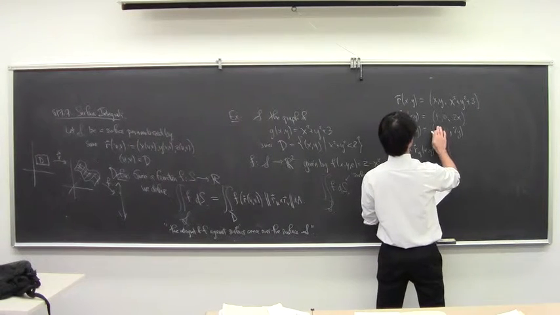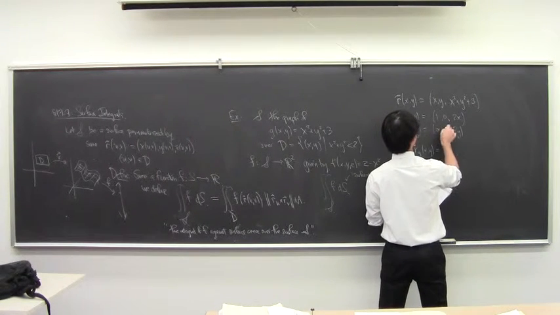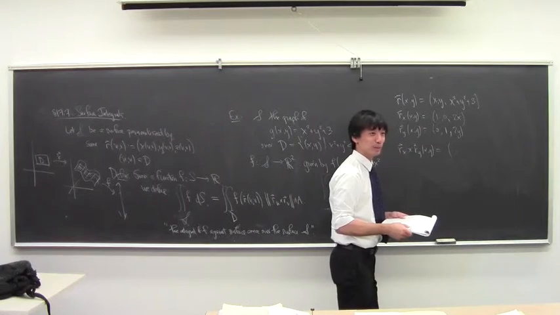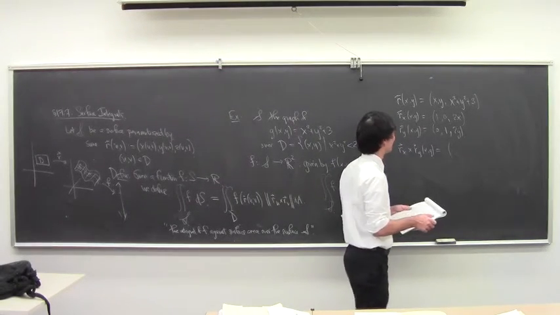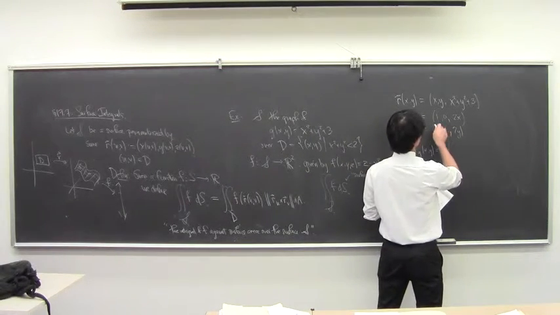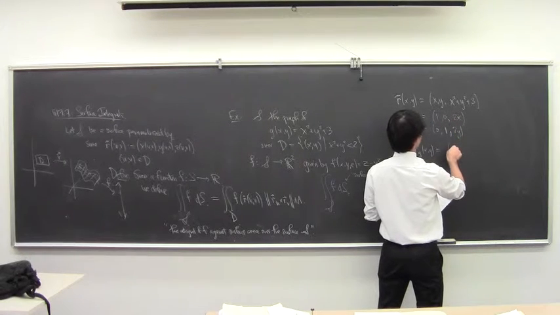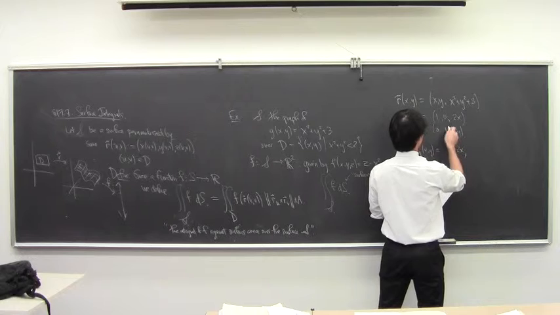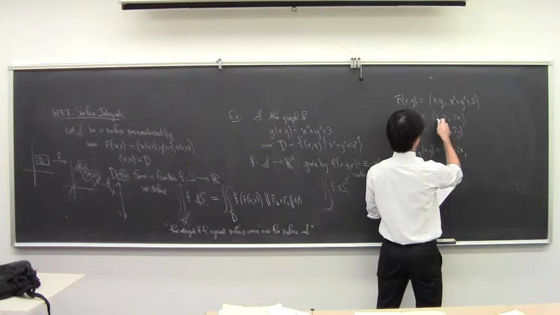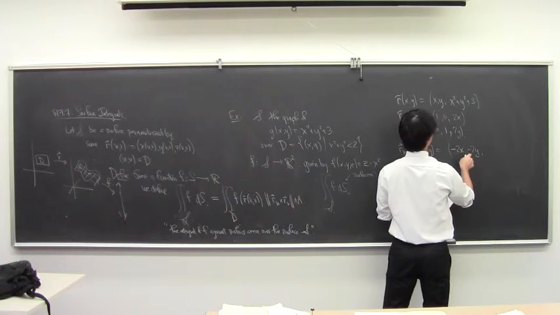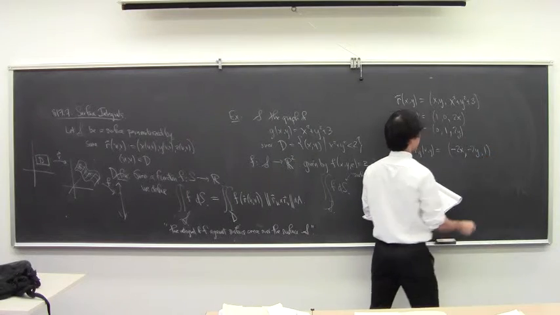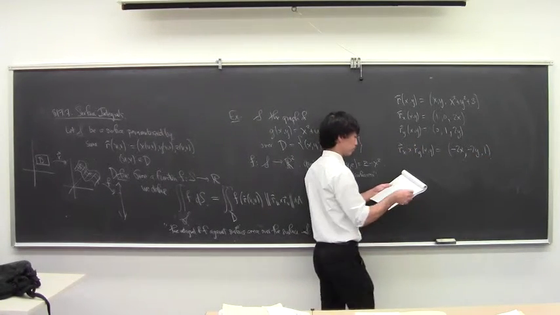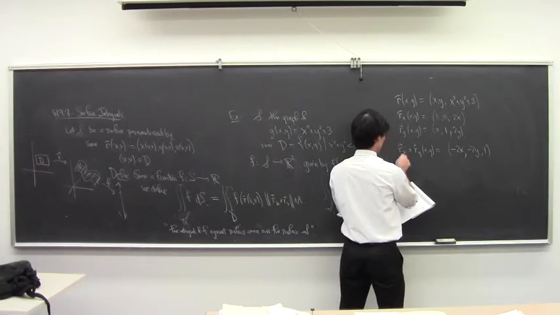Yeah, thank you. Yeah, something was very wrong. Thanks. Who's saying this? Thank you. Okay. So here you get negative 2x, and then you get negative 2y, and then you get 1.